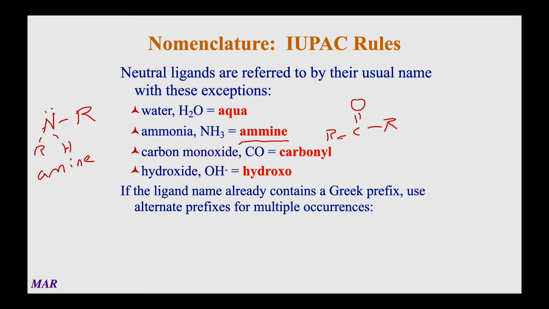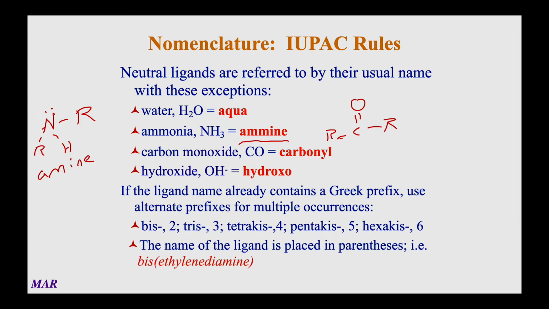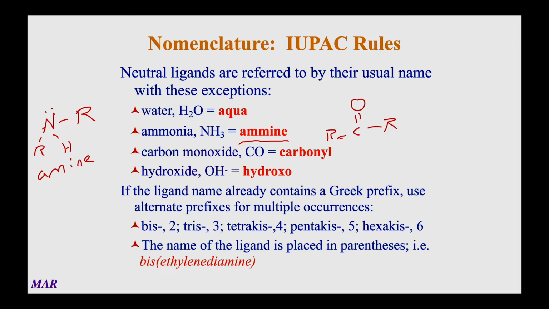Some ligand names already have a Greek prefix in them. So for example, ethylene diamine has di already in it. If you had two ethylene diamines, it would be diethylene diamine. And that sounds weird. Like, do you have two ethylenes and two amines? Or is it two ethylene diamines? So if your ligand already has a Greek prefix, then what you want to do is use the alternate prefixes. And these are bis, tris, tetrakis.